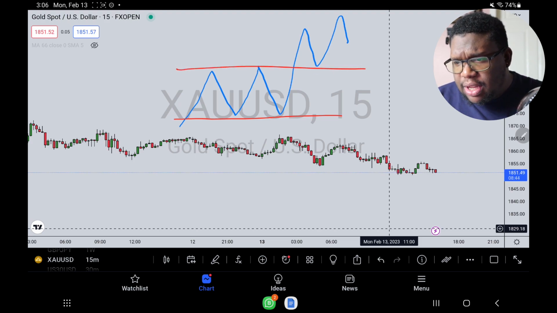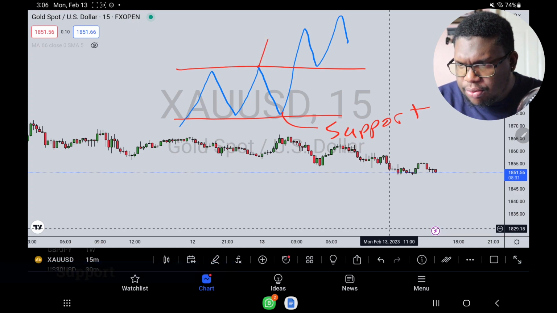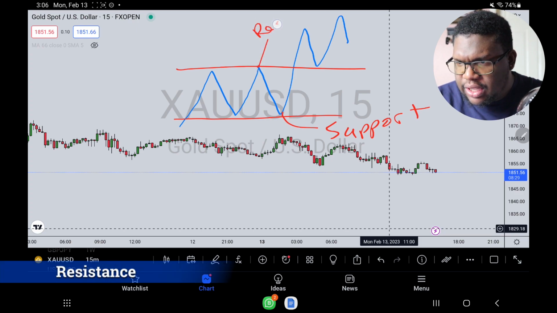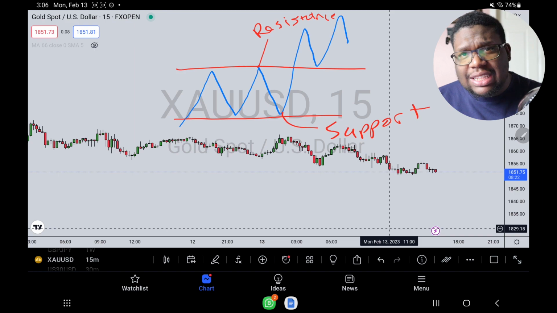So picture them like you walking on the floor and the roof is above you, right? So this at the bottom would be your support, right? And then this at the top would be your resistance. Can't really hold still, but we'll work with it, right?